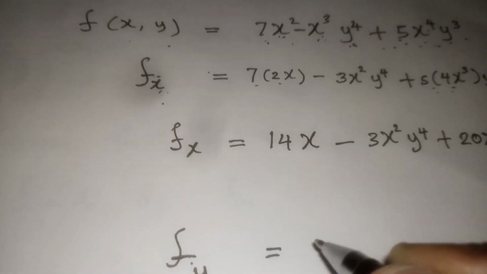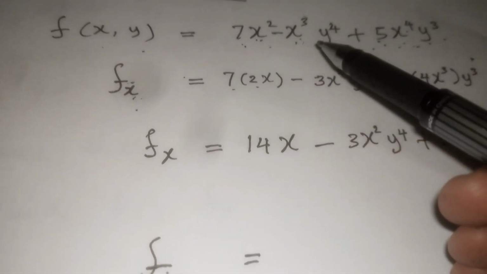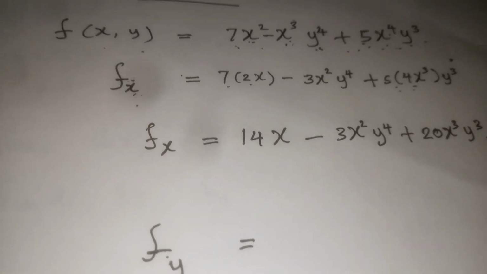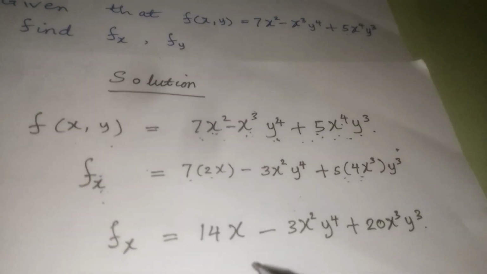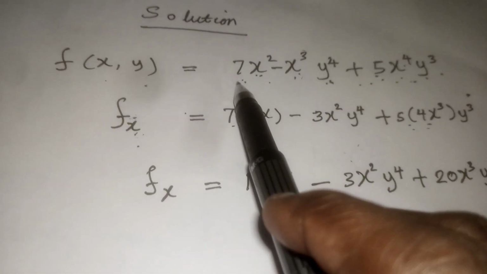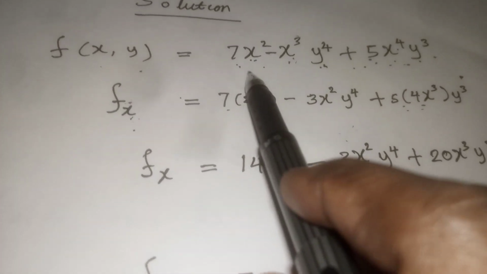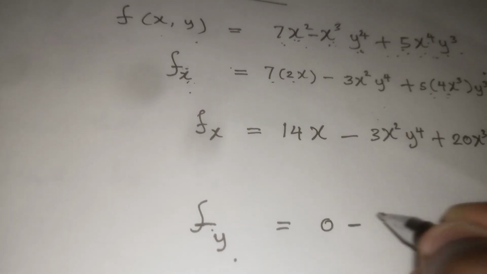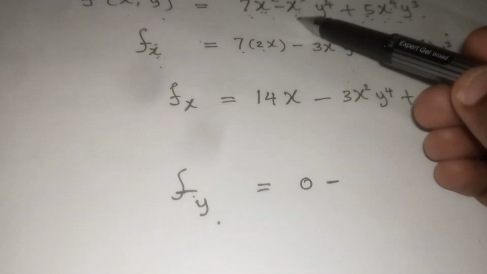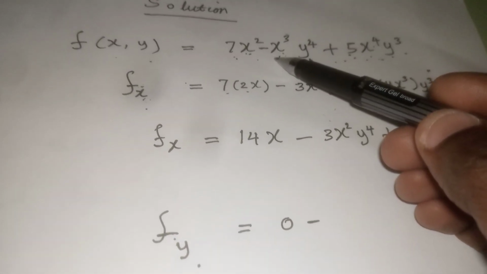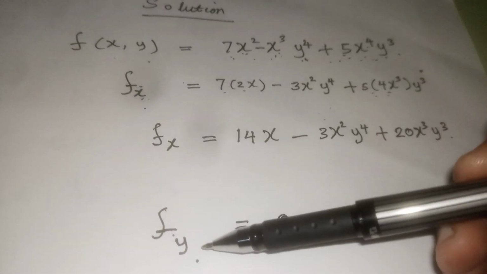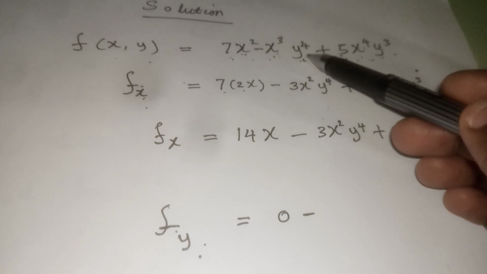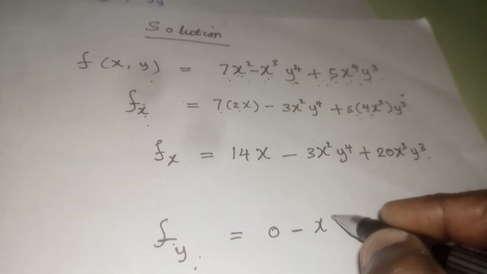Now fy means that we differentiate f with respect to y. The remaining terms are constant. Let us differentiate here. 7 and x are constant, and the derivative of a constant is equal to 0. Minus. Here we differentiate only y because x is constant. We differentiate f with respect to y, so x is constant and we differentiate only y.